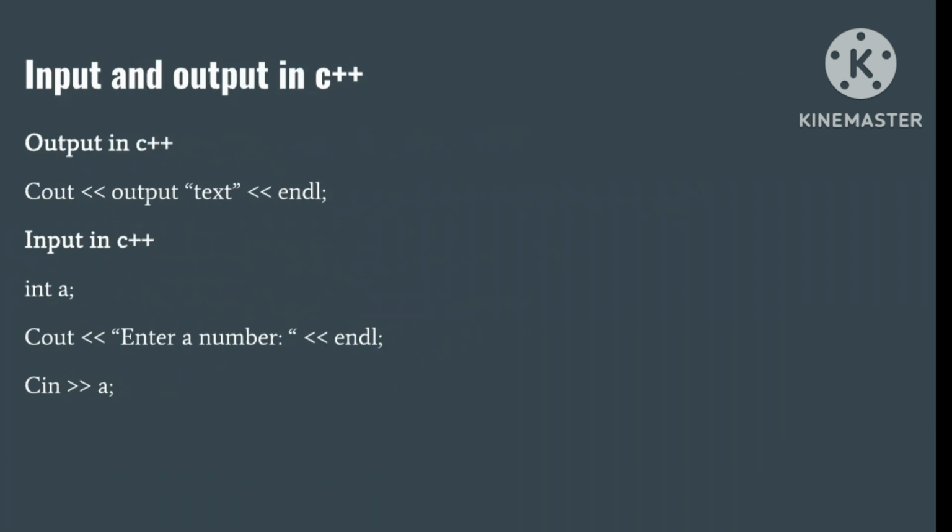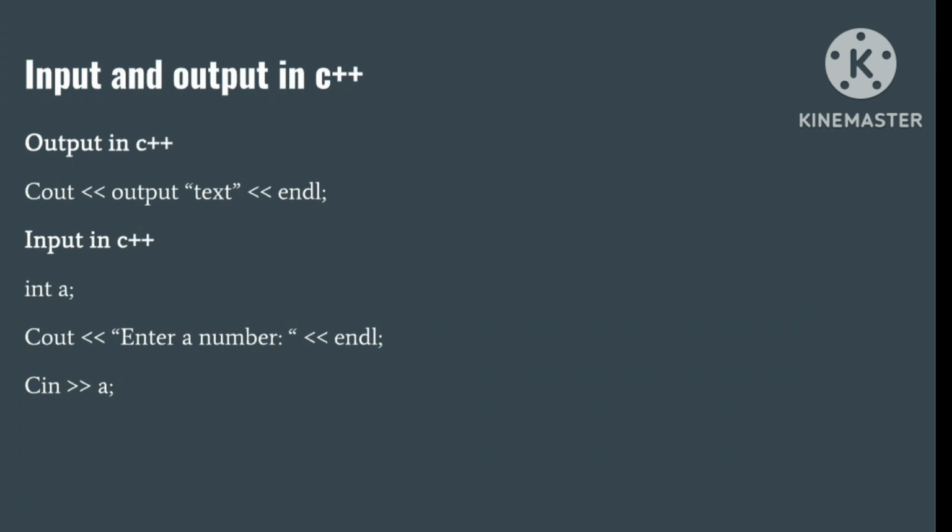So now input and output in C++. Output is written like this, using cout. After this statement we can write the output. Then we can use endl for changing the line of the output. We can also write the output text inside the double inverted commas.